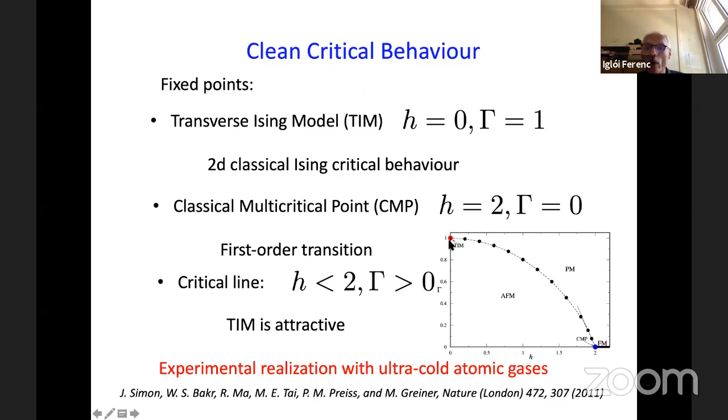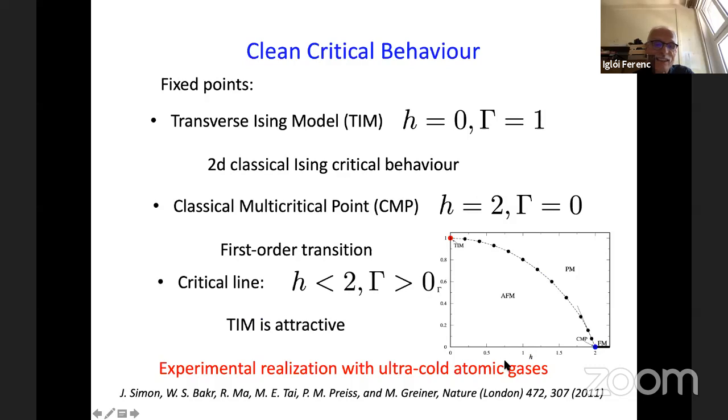So at that very point here, this is the transverse Ising model, the transition in the universality class of the classical two-dimensional Ising model. So this is a well-known point. Here down, we are without quantum fluctuation. Here we have a classical multi-critical point. Actually, the antiferromagnetic and the ferromagnetic phases change at a first order transition point. There is a sharp change here. And in between, there is a critical line, where the transverse Ising model fixed point is expected to be attractive. So all along this line, we have the transverse Ising model universality.